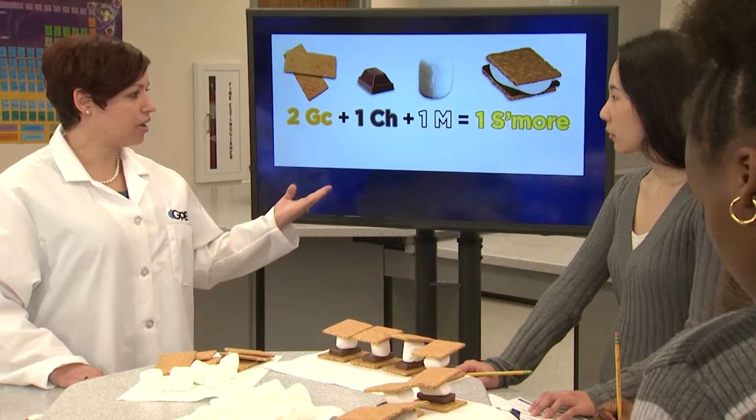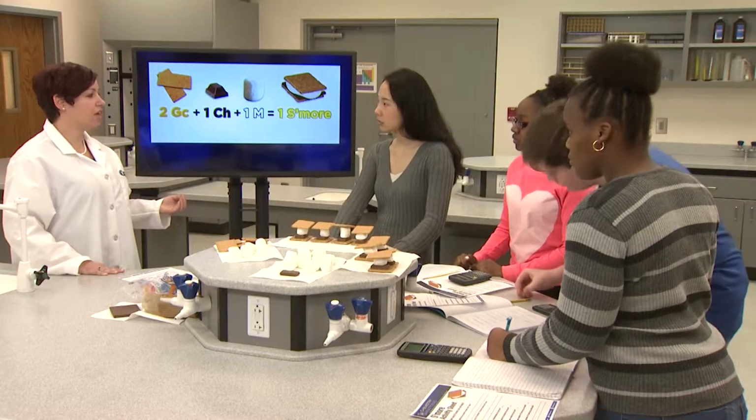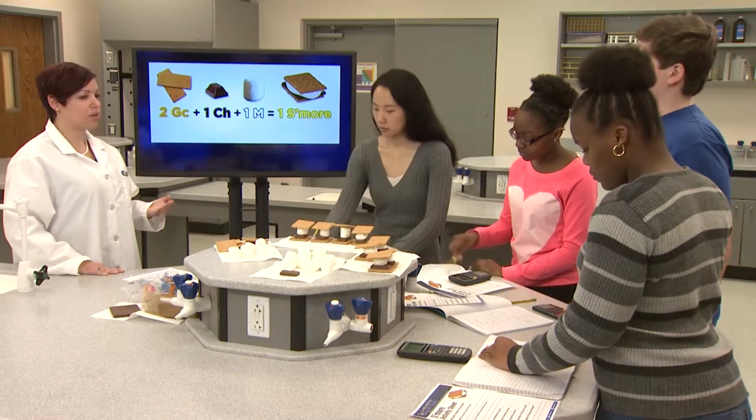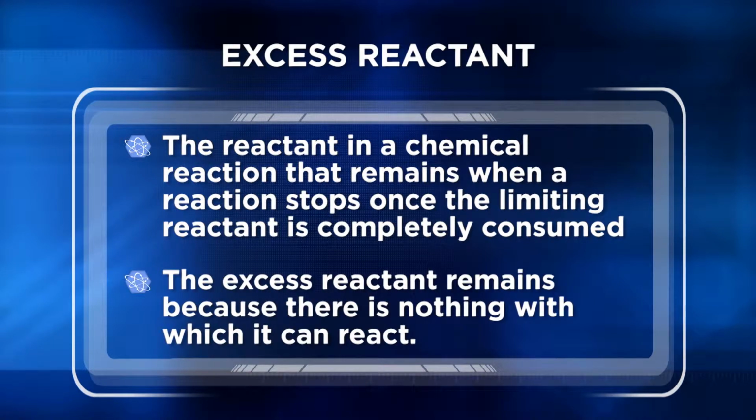The leftover graham crackers and marshmallows that you had after the reaction are analogous to excess reactants, if this were a reaction. The excess reactant is the reactant in a chemical reaction that remains when a reaction stops once the limiting reactant is completely consumed. The excess reactant remains because there is nothing with which it can react.